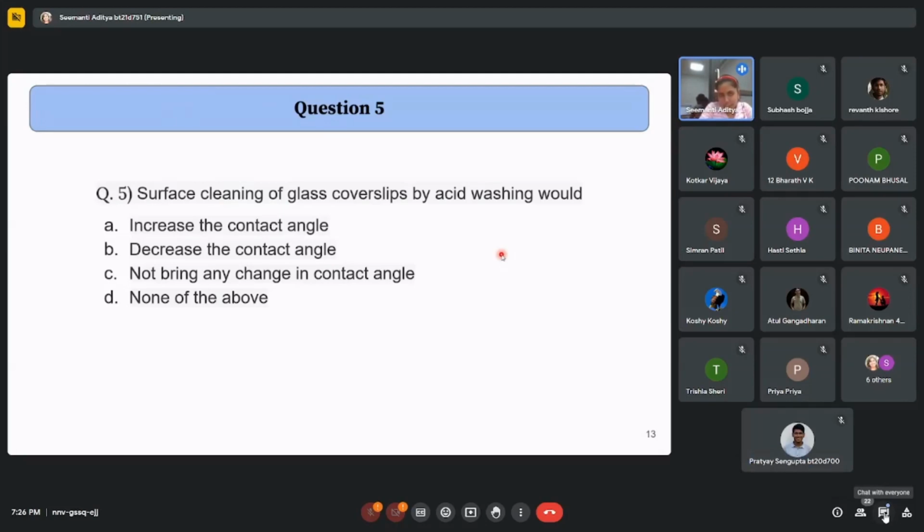No, C is not the correct answer. So glass cover slips, if we are washing with acid, it causes etching, and that results in better spreading of the ECM. So what will happen to the contact angle then?